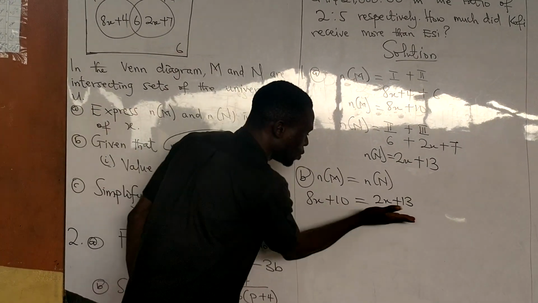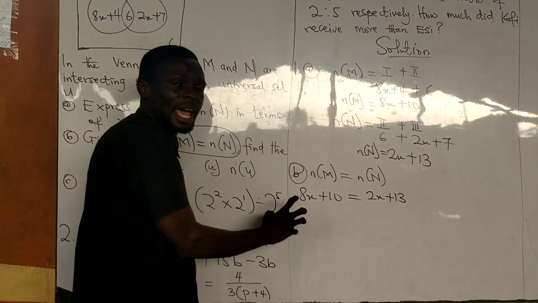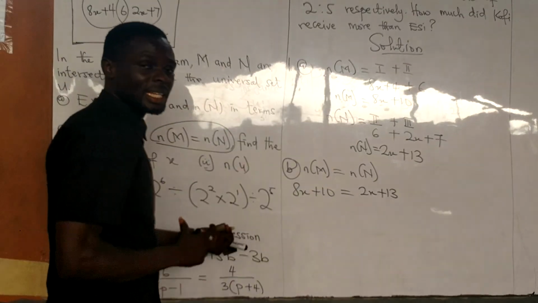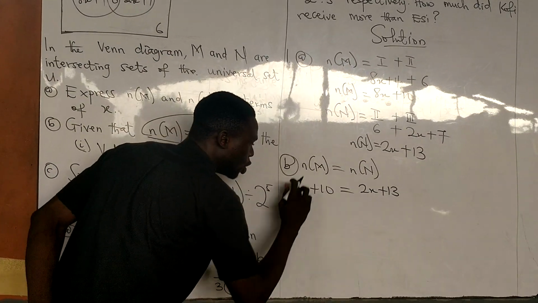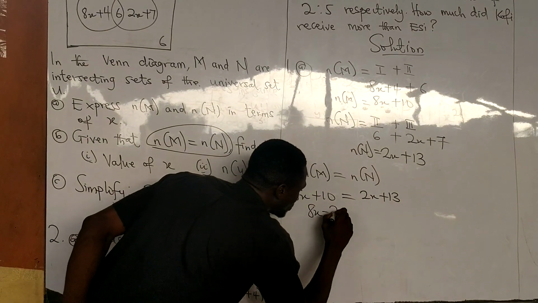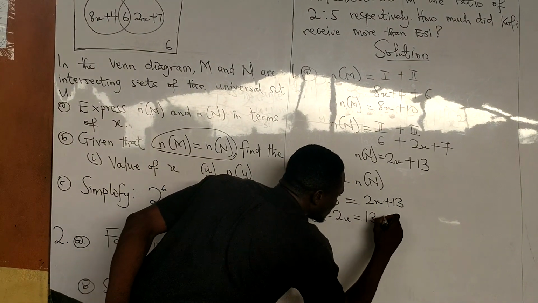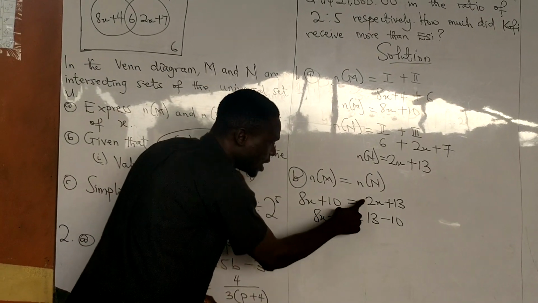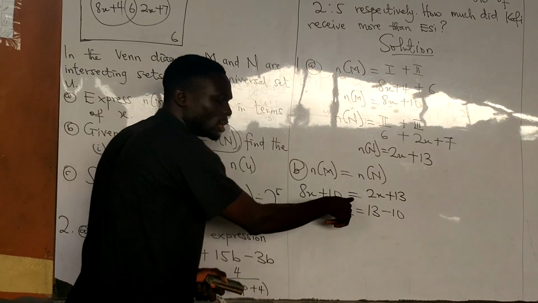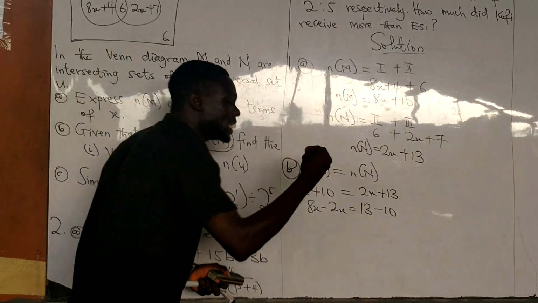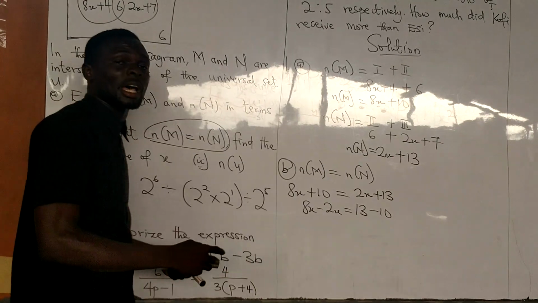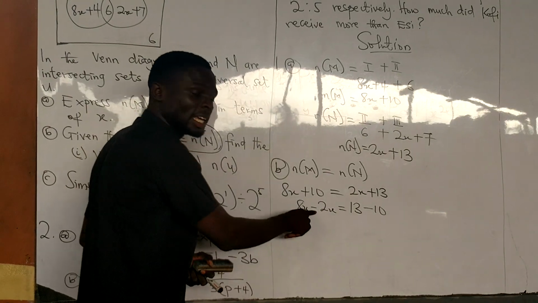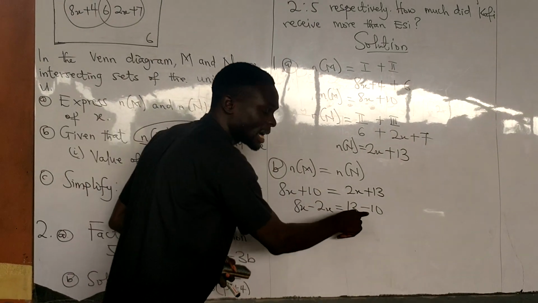So to solve for x, what do we do? We group like terms. All those with a variable on one side, those without variables on the other side. So the terms will join, giving us 8x minus 2x is equal to 13 minus 10. The reason why this is negative is because the positive here crosses the equal to sign. And we're told that anytime a sign crosses the equal to sign, it changes to the opposite one. So positive becomes negative.